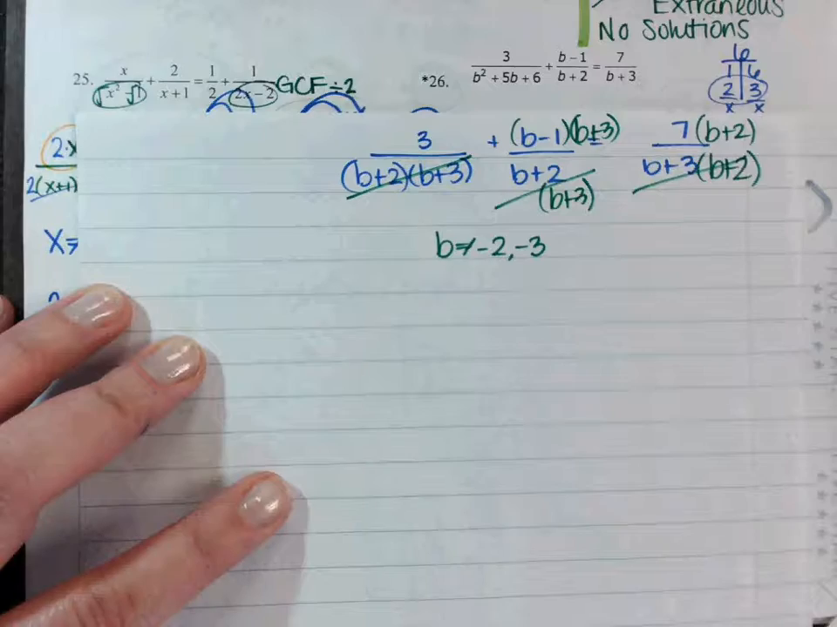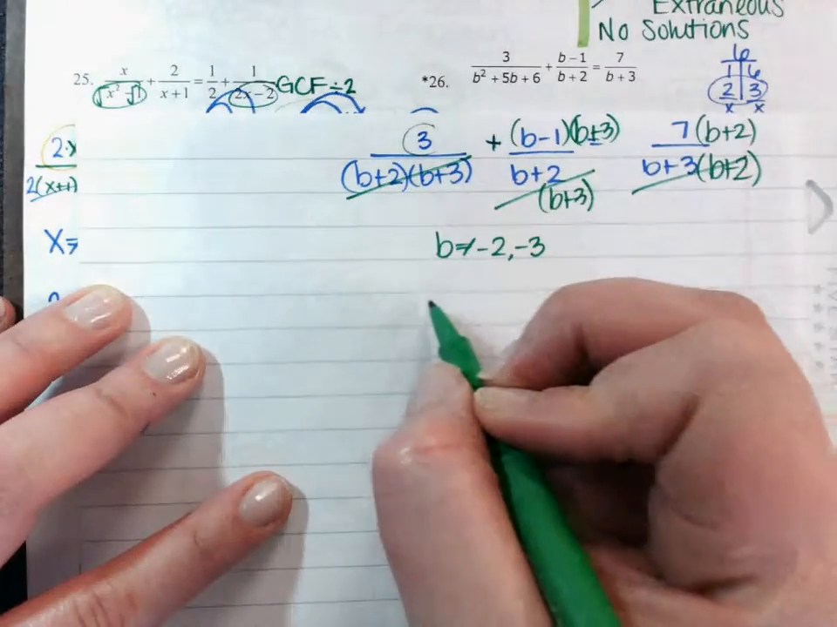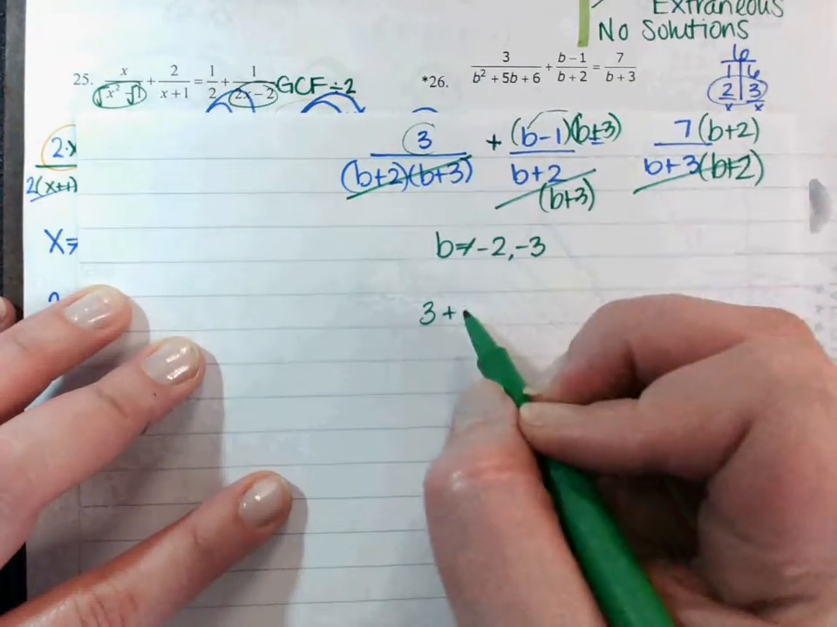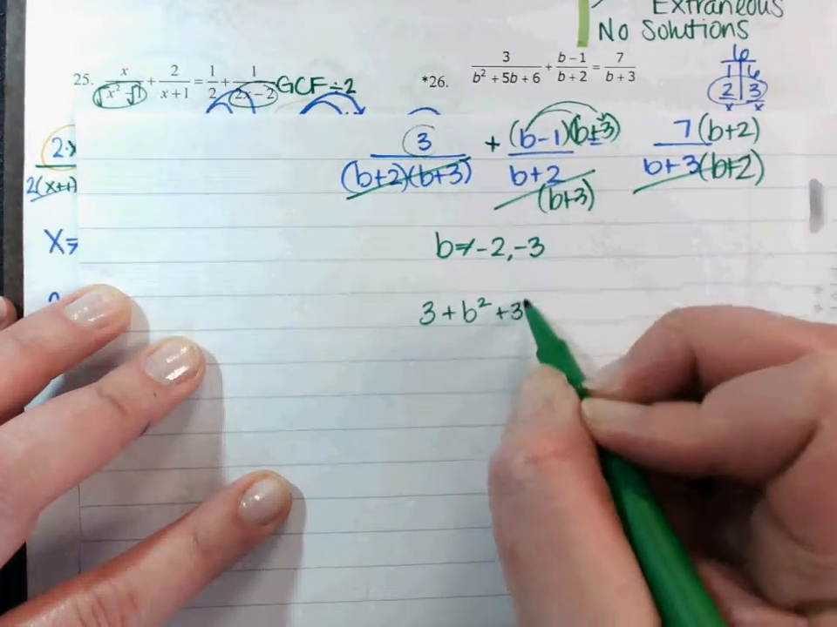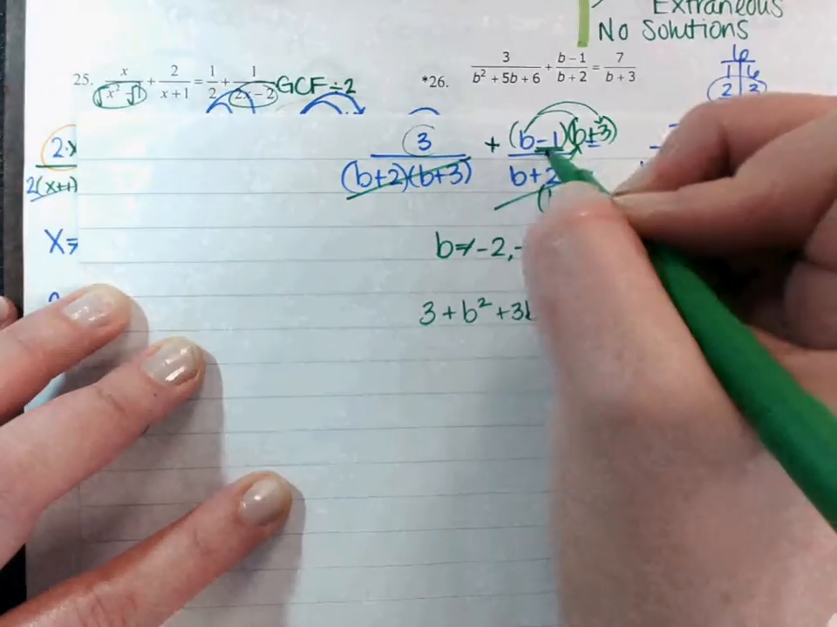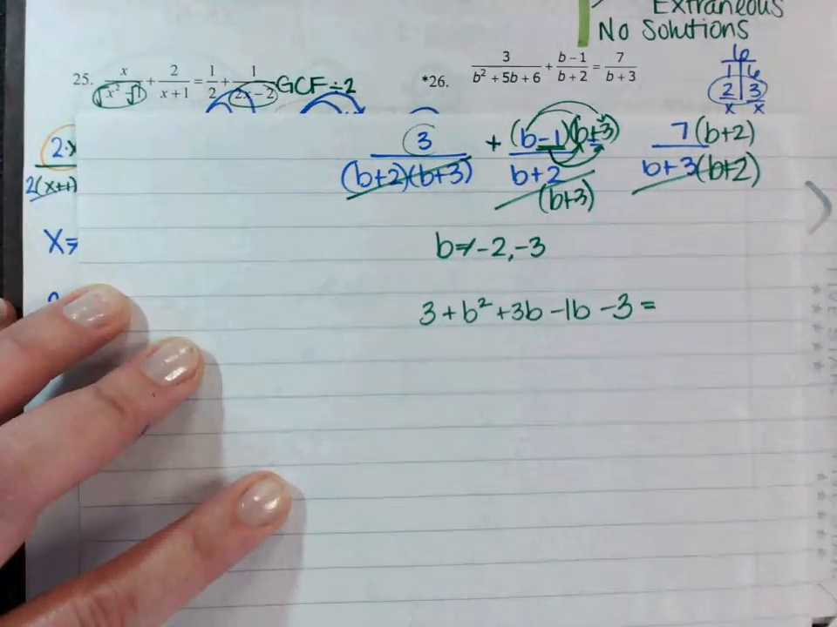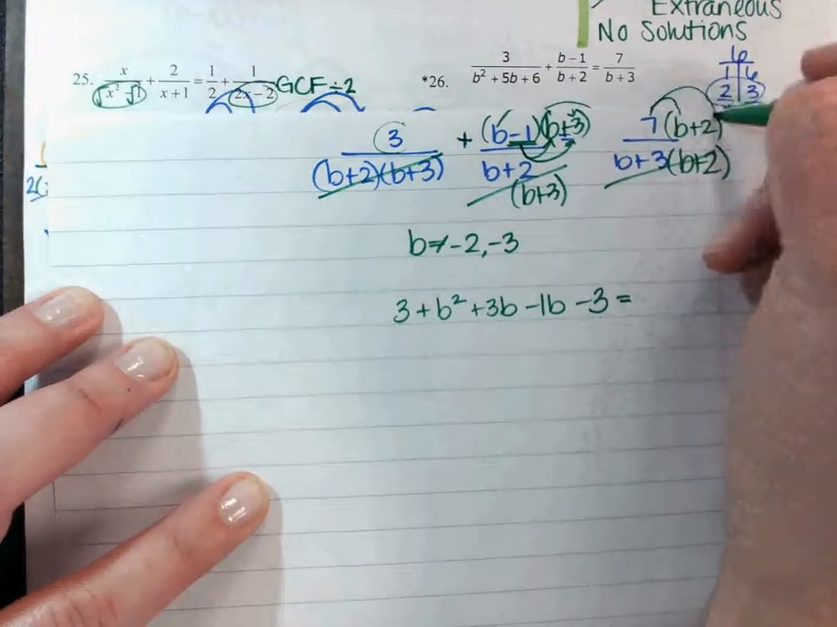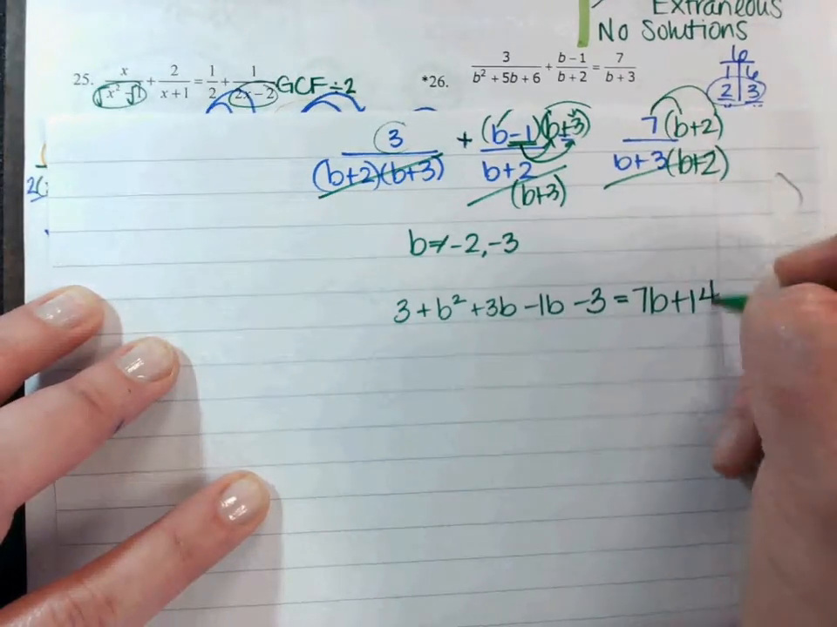Okay, now let's just do the tops that are left over. So I have 3 plus, and then this is going to be a double distribute. B times b is b squared. B times 3 is a 3b. -1 times b is a -1b. -1 times 3 is a -3. Equals. Other side, what are we distributing? The 7. 7 times b is 7b. 7 times 2 is 14.